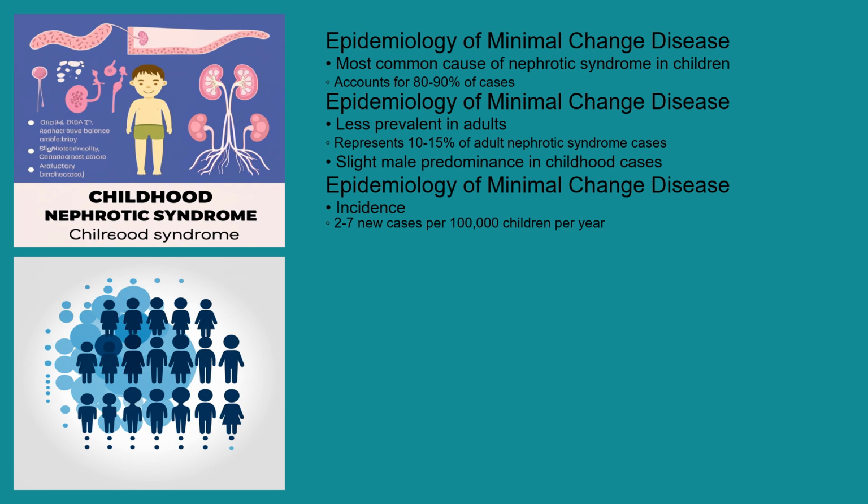In terms of epidemiology, minimal change disease is the most common cause of nephrotic syndrome in children, accounting for about 80–90% of cases in this age group. While it can occur in adults, it's less prevalent, representing approximately 15% of adult nephrotic syndrome cases. There appears to be a slight male predominance in childhood cases. Overall, the incidence is estimated to be around 2 to 7 new cases per 100,000 children per year.